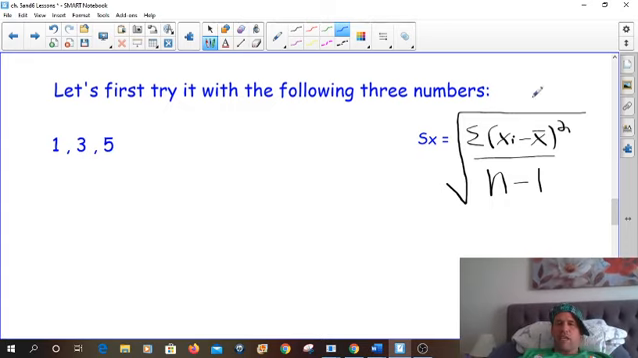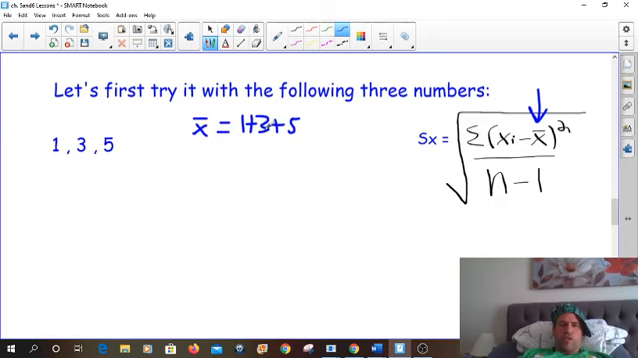Okay, so the first thing we need is that average, right? We have each data set, but we need the average. Do you remember how to find the average? You add them all up. So 1 plus 3 plus 5. This is called the x bar, or the average.